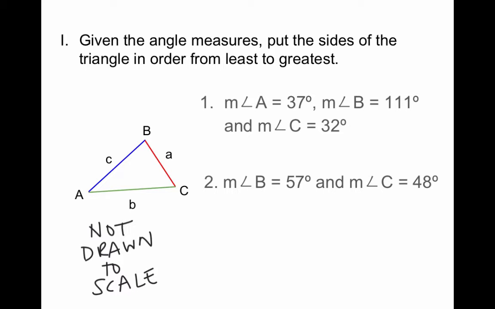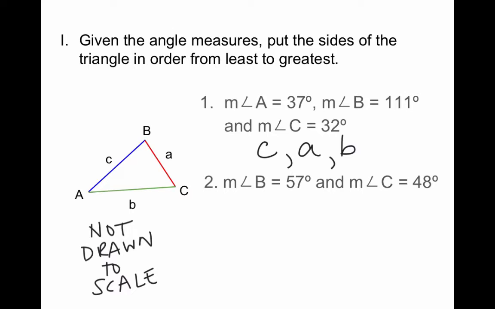So in this one, we want to put the sides in order from least to greatest. If angle A is 37, B is 111, and C is 32, I can say that side C, which is opposite angle C, must be the smallest. So that goes first. Then side A, which is opposite angle A, is the next smallest, followed finally by B. So that's sides C, then A, then B from least to greatest.